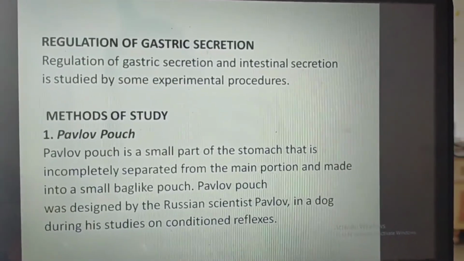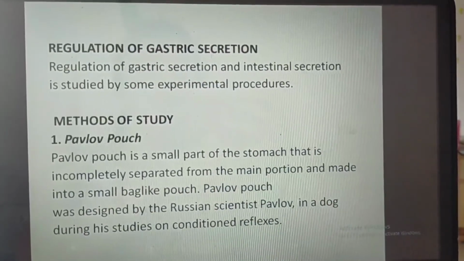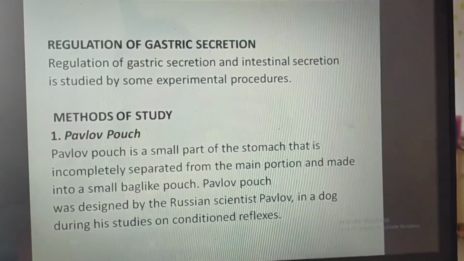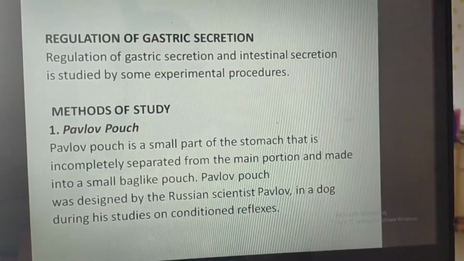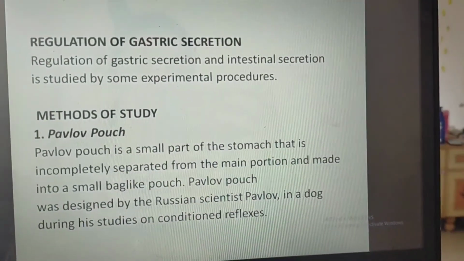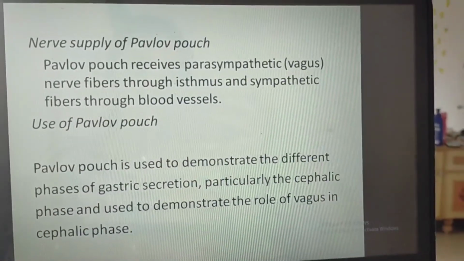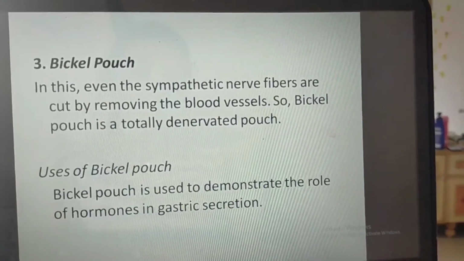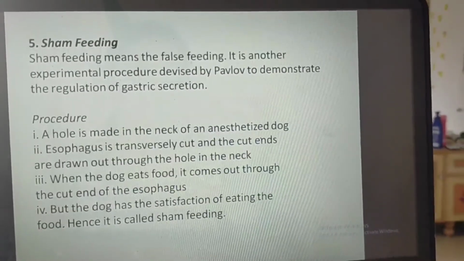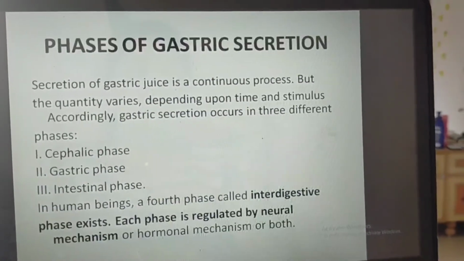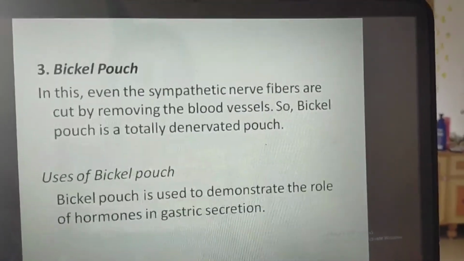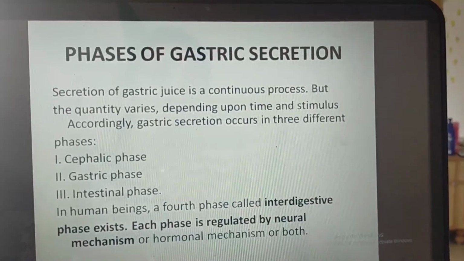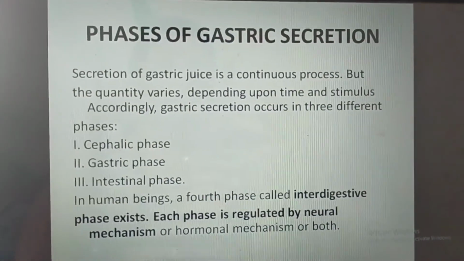Regulation of gastric secretion. Regulation of gastric secretion and intestinal secretion is studied by some experimental procedures like the Pavlov pouch method, Heidenhain pouch, Bickel pouch, Farrell and Ivy pouch, and sham feeding, but we are not talking about that because it is not necessary for you. So we are directly going to the phases of gastric secretion.